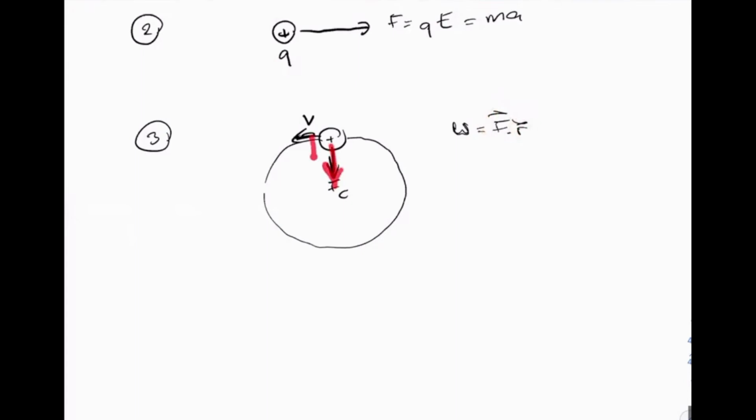Guys, the force is in this direction. The motion is 90 degrees to it. So no work is being done. Because no work is being done, no kinetic energy is being transferred, which means that this thing cannot speed up or slow down.